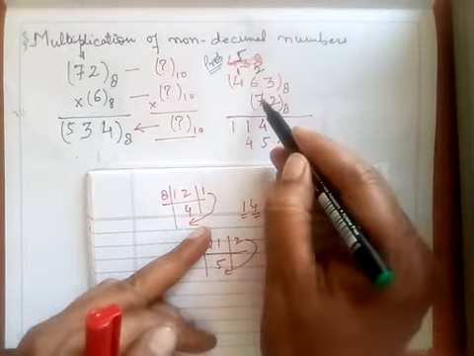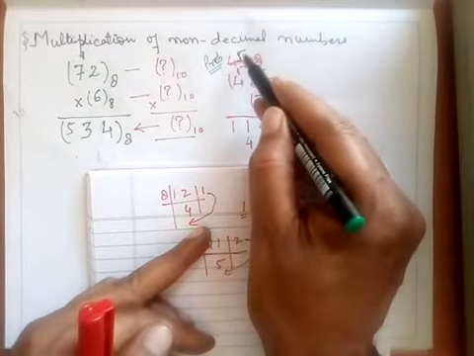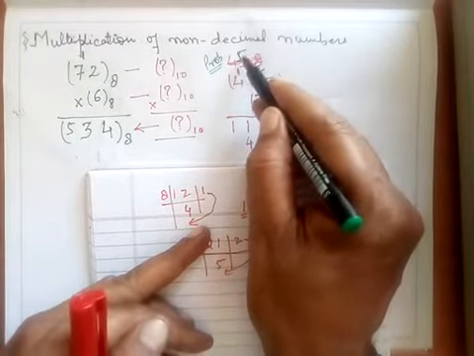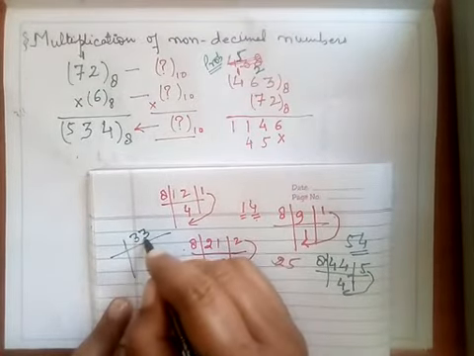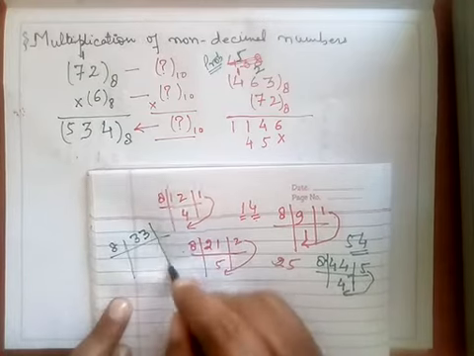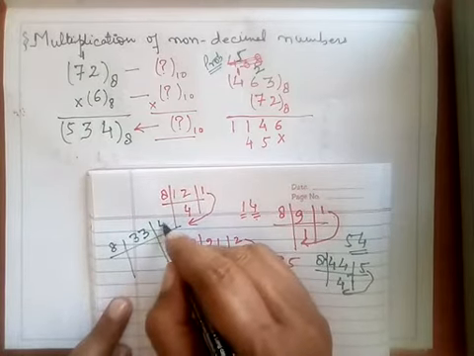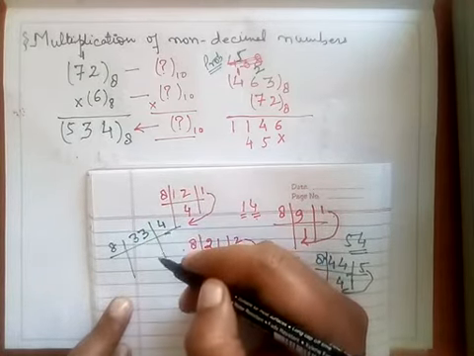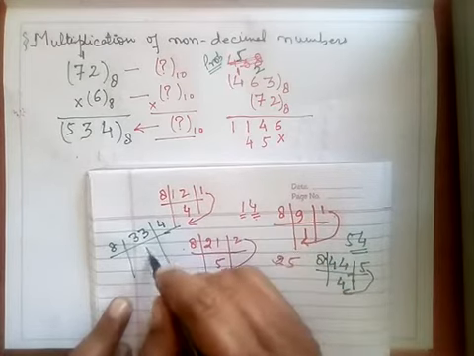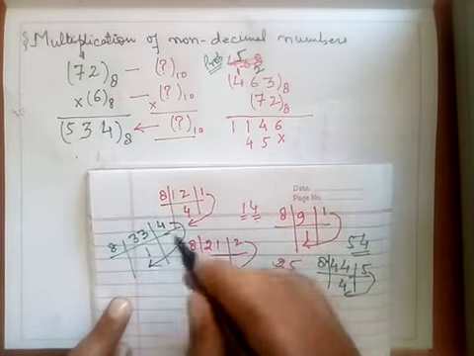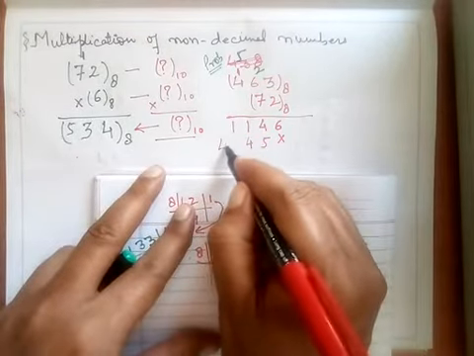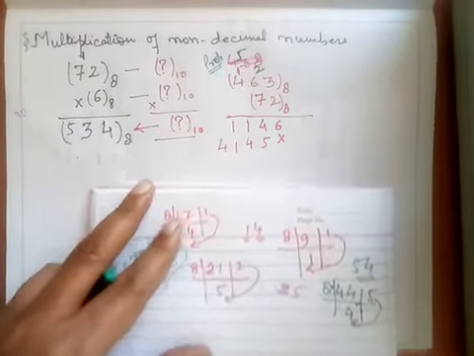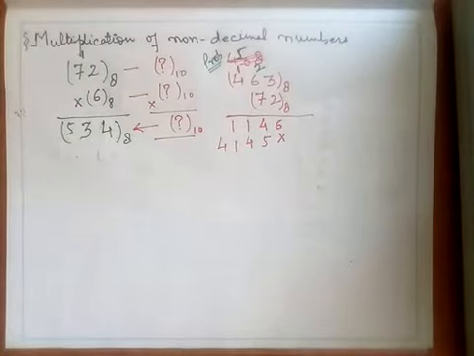Now 7 4s are 28 plus 5 is 33. I convert this 33 into octal and divide by 8. 8 4s are 32, remainder is 1, so it is 41. So I can say it is 4145. I hope up to this point this is clear to you.